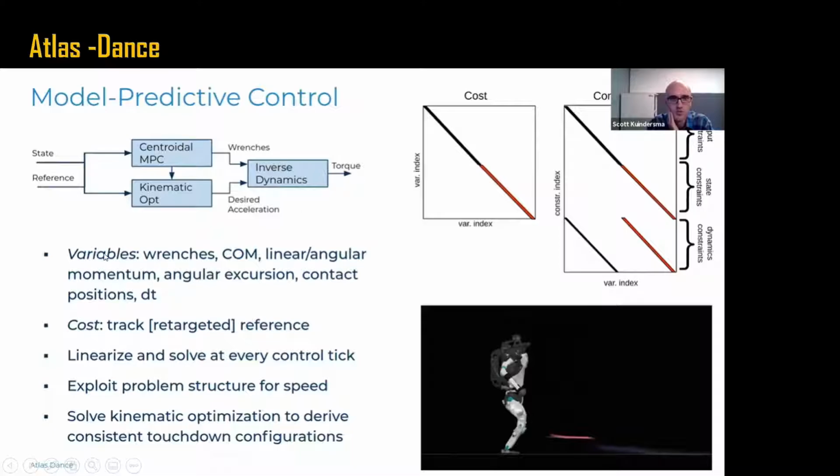So here basically we have some variables like the wrenches, center of mass, linear and angular momentum, angular excursion, and contact positions, and the cost is to track the reference movement of the robot. Then we linearize and solve at every control tick, exploit problem structure for speed, and solve kinematic optimization to derive consistent touchdown configurations.